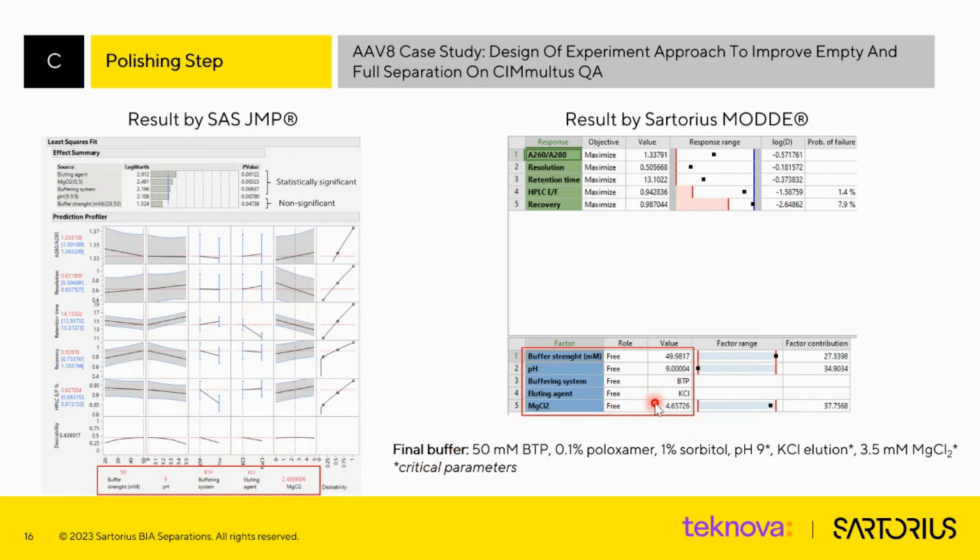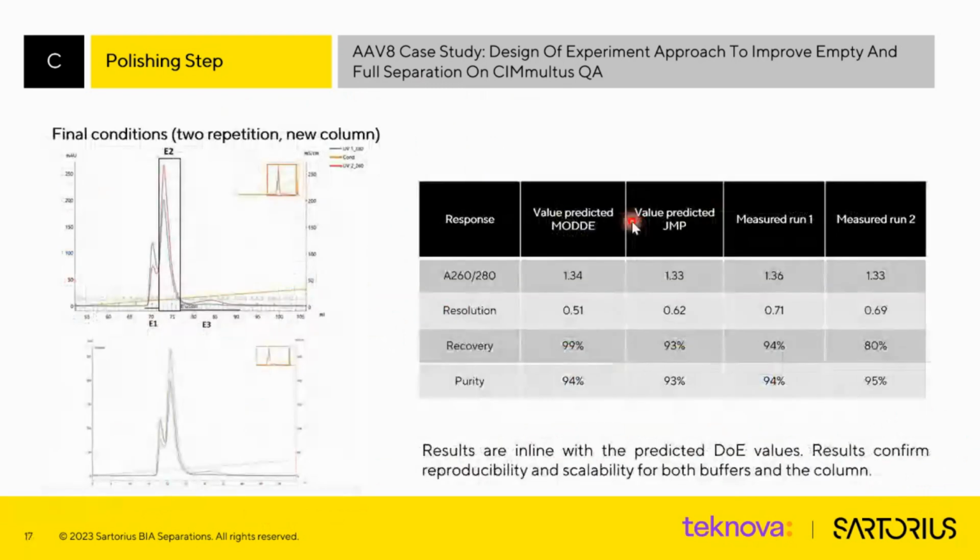So what we did, we averaged those two values and arrived at the final conditions, which are stated here, and then Technova prepared two additional buffers to be checked. If we account for those values, we should get the predicted responses. Once the buffers were prepared, we also used a new column so that we confirm the reproducibility of both the column and the buffers. We did 2 repetitions, and as you can see here, both repetitions stack one upon the other.